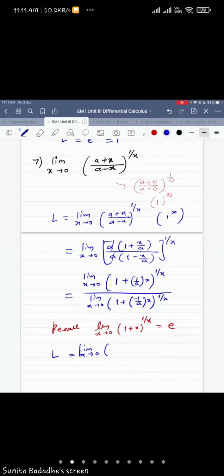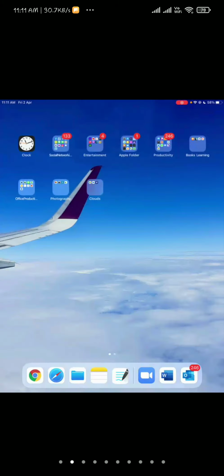So this will give you the final answer as e raised to 1 upon a upon e raised to minus 1 upon a. So the final answer will be e raised to 2 by a. Okay. The related formula, students, I'll share. If not share, just a minute. Let me make madam host first.